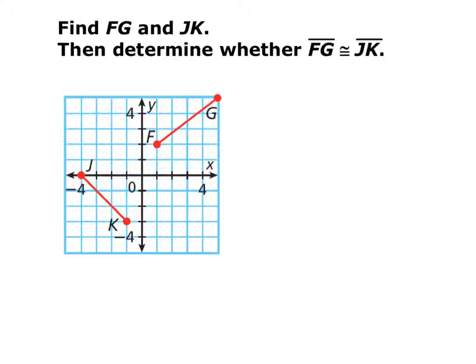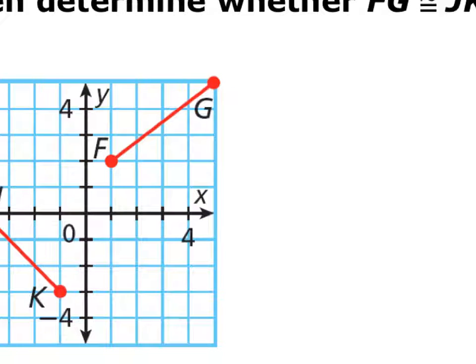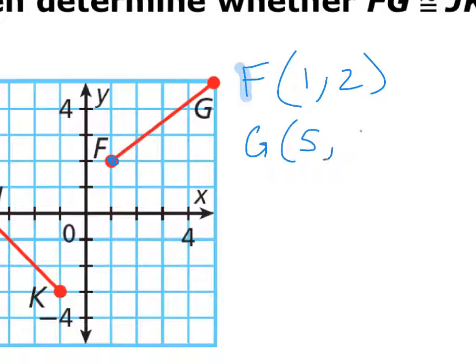So determine whether FG is congruent to JK. So let's find the points of F and G. So the coordinate of F would be, remember, X is first, so you're going to the right one and then up 2. So it would be 1, 2. And then G would be, what's G? 5, 5.